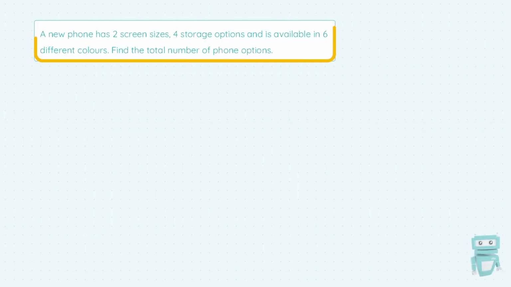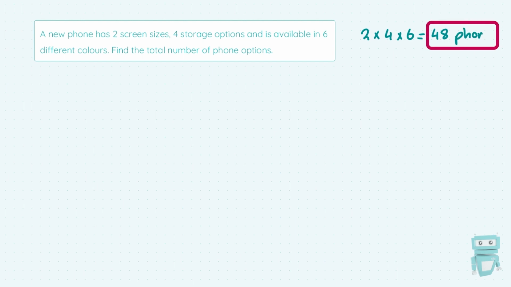Next up, I'm told a new phone has 2 screen sizes, 4 storage options, and is available in 6 different colors. Find the total number of options. So what we're going to do is multiply the number of each event. So I'm going to say that there's 2 sizes, times that by the 4 storage options, times that by the 6 different colors. Doing that, there's 48 different phones you can get there.